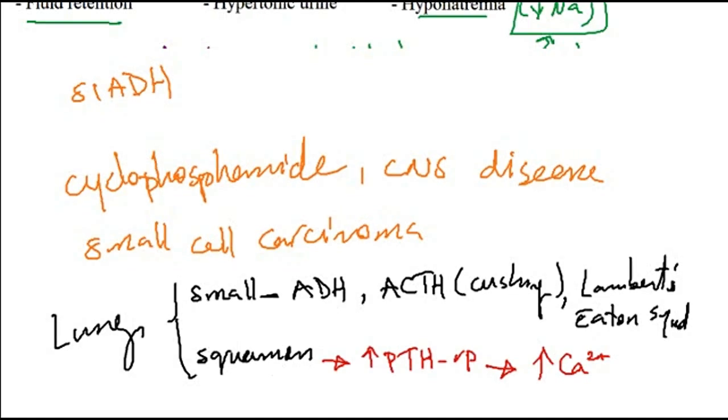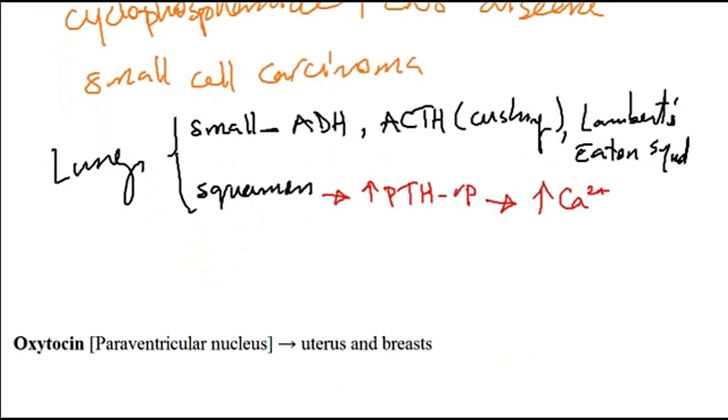Alright, now that we are done with the discussion of the ADH, the last hormone is oxytocin, and as I just discussed earlier, this hormone will act on the uterus to increase contraction and will act on the breast myoepithelial cells to increase the secretion of the milk. And the oxytocin is being produced by the paraventricular nucleus of the hypothalamus.